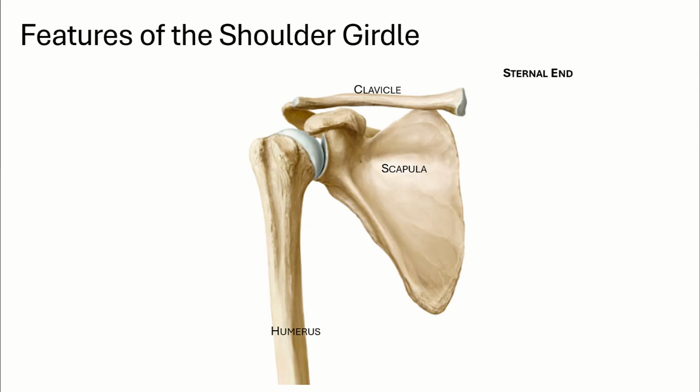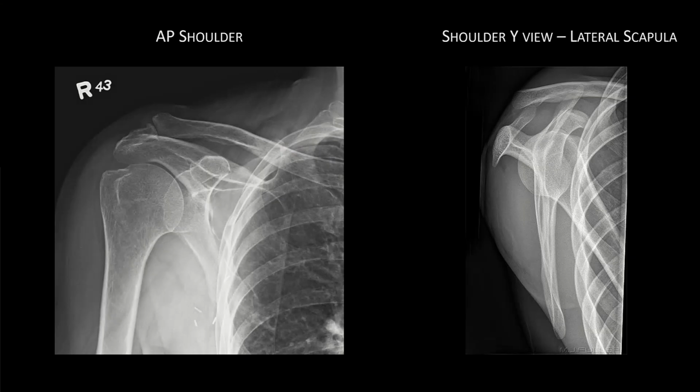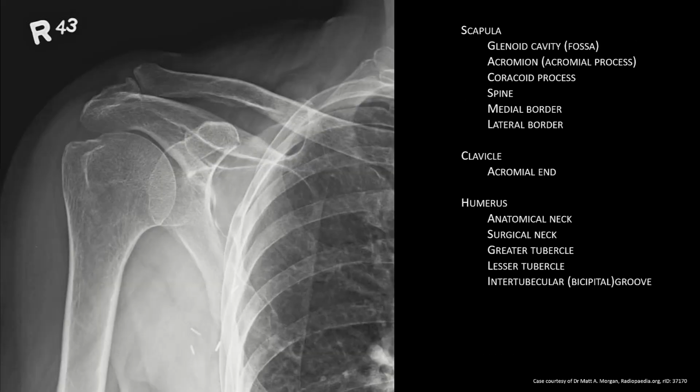Let's view the joint surface in the glenoid fossa outlined in purple. On the humerus, we see 2 prominent bumps, the greater tubercle and the lesser tubercle. Between the two is called the intertubercular groove, also known as the bicipital groove. We will look at the 2 most common views of the shoulder to identify the structures just reviewed: the AP shoulder on the left and the Y view on the right.